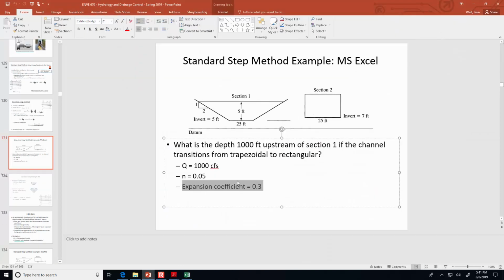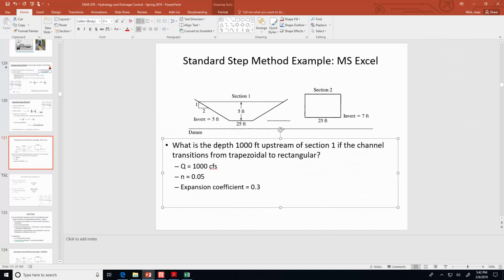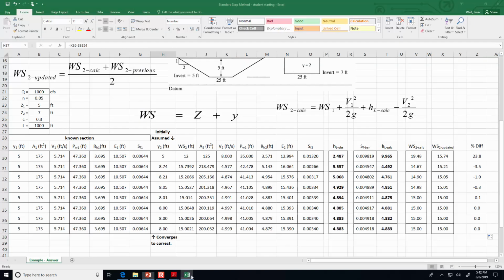So what did the question ask? The question asked is, what is the depth 1,000 feet upstream? So the depth here at section 1 is 5 feet. What this solution tells us is upstream the water depth is going to be 8 feet, and the water surface elevation is 15. So that's the manual way.